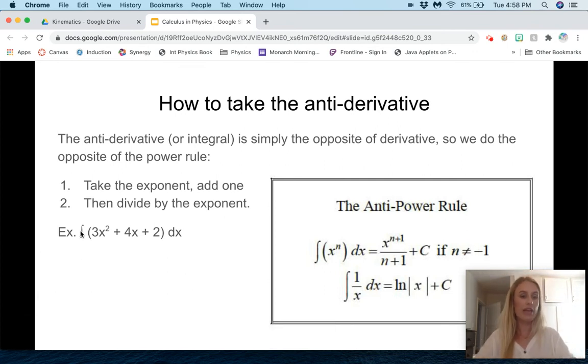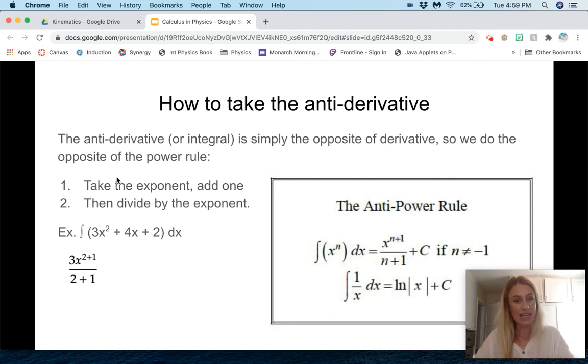We have the integral of this function with respect to x. So I'm taking the antiderivative, or the integral, of this function with respect to x. What we're going to do here is take this step by step, just like we did with the derivative. We take that first term. I have 3x squared. I'm going to take that 2, add 1, and then divide the whole thing by that. So I have 3x to the 2 plus 1, because again, I am adding 1 to the exponent, and then I'm dividing that whole term by that new exponent, so 3.